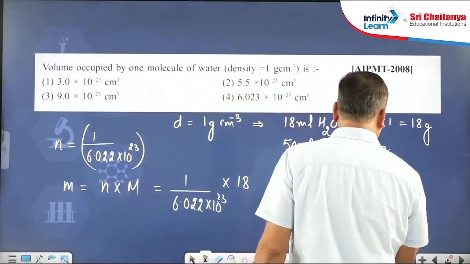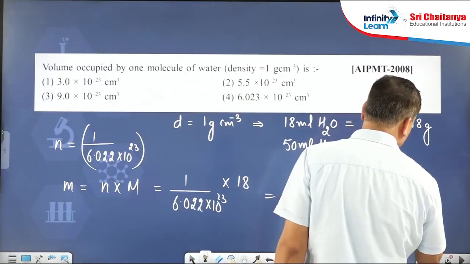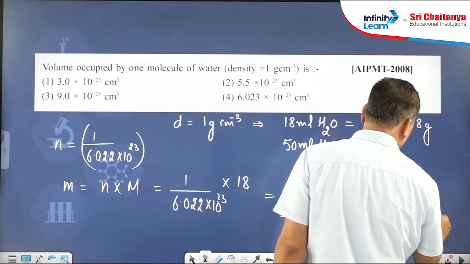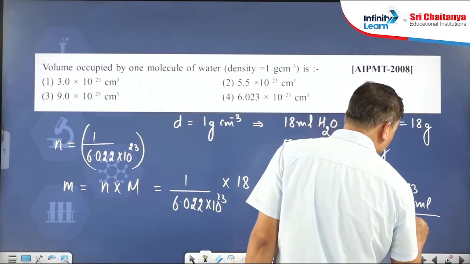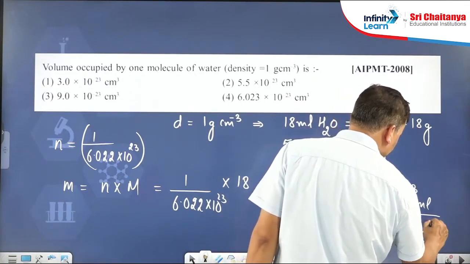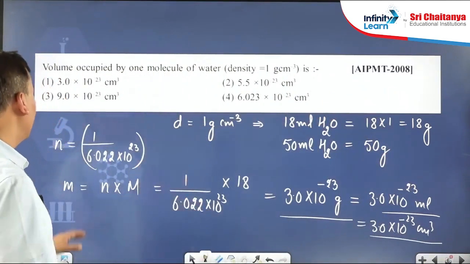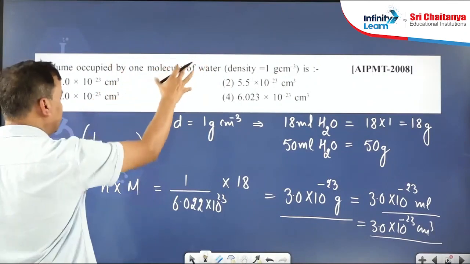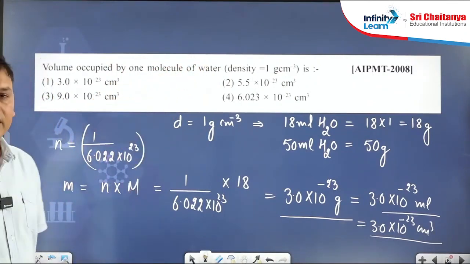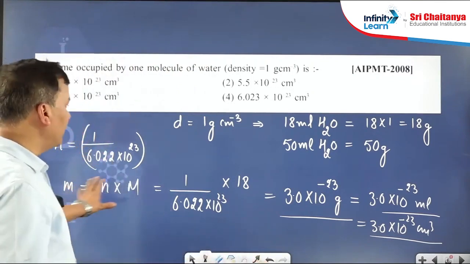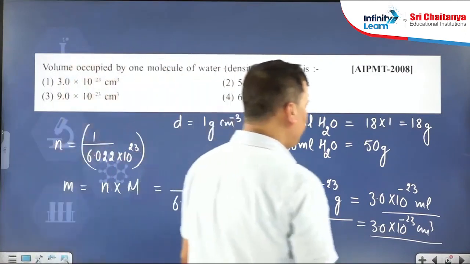So this will be 3.0 into 10 raised to power minus 23 centimeter cube or ml. Please confirm, is that clear or not? First of all, we converted the number of particles into the number of moles: number of particles upon Avogadro's number. Is that clear? Number of moles, then we converted into the mass. And for water, mass is equal to its volume. I am moving to next slide.